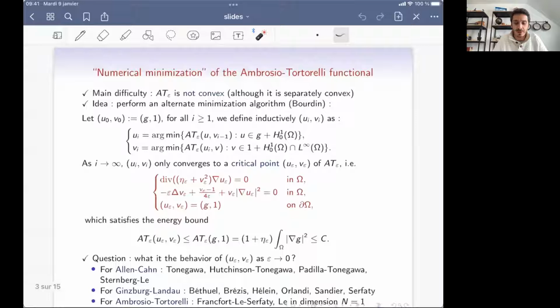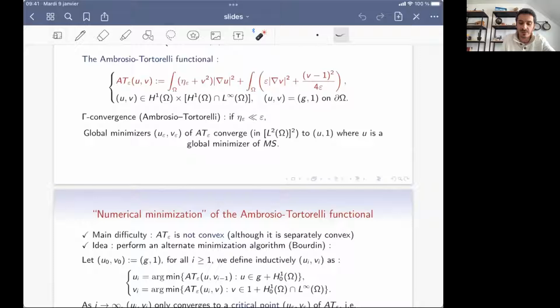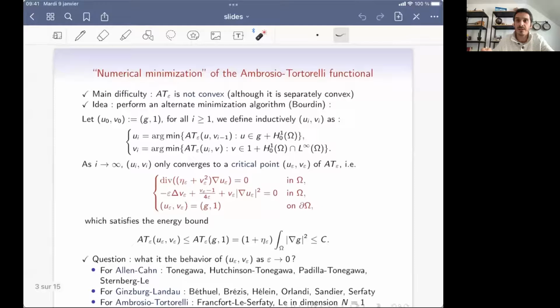And an idea to perform a numerical simulation, which has been adopted, for instance, by Blaise Bourdin in the context of fracture, is to perform an alternate minimization. Because although this functional is not convex, it is separately convex. You fix U, it is strictly convex and differentiable with respect to V. And you fix V, it is strictly convex and differentiable with respect to U. So the idea is to alternately minimize with respect to U and V, and by some kind of fixed point argument, prove that you are going to converge to something.